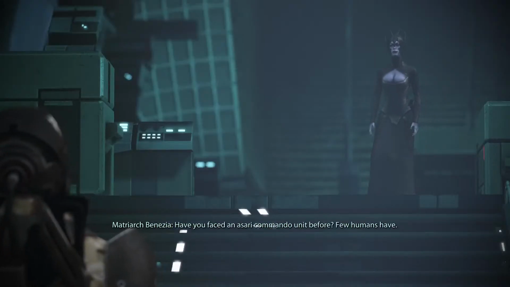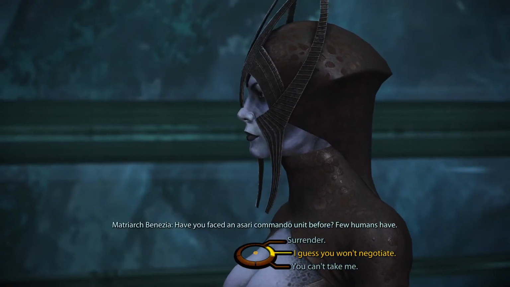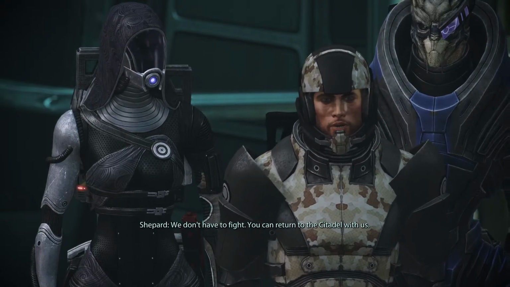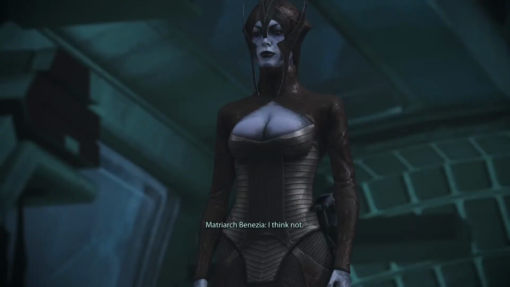Have you faced an Asari commando unit before? Few humans have. We don't have to fight. You can return to the Citadel with us. I think not.